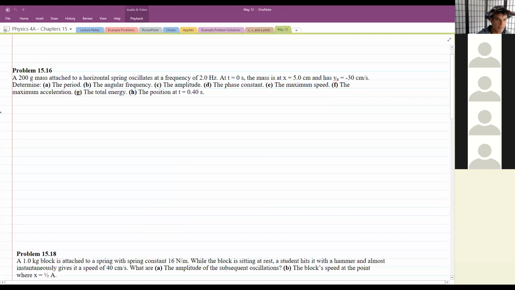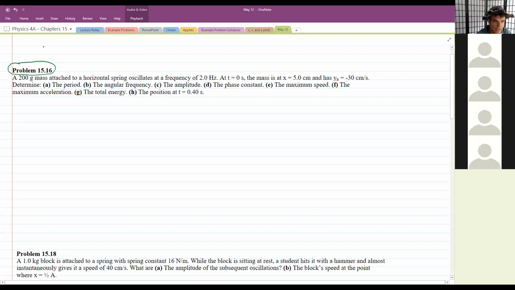So this is example problem 15.16. And this is a really good example problem for just going through everything. So it really contains a lot of the information. A 200-gram mass attached to a horizontal spring oscillates at a frequency of 2 Hertz. At t equals 0, the mass is at x equals 5 centimeters and has a velocity of negative 30 centimeters per second. Determine the period, the angular frequency, the amplitude, the phase constant, the maximum speed, the maximum acceleration, the total energy, and the position at t equals 0.4 seconds. Whew! A lot of stuff. But if you understand this, this is much of this chapter.